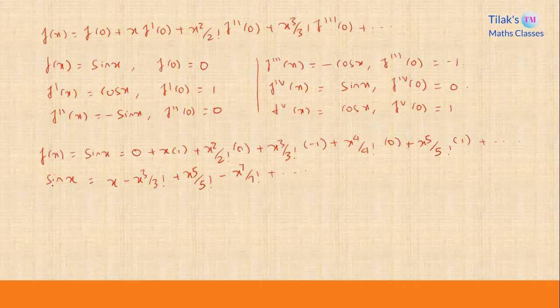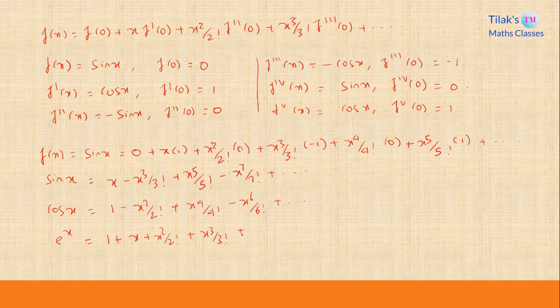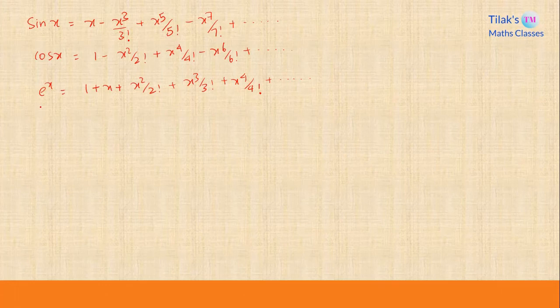The same way we can determine the power series of cos x. That would be cos x is equal to 1 minus x squared by 2 factorial plus x power 4 by 4 factorial minus x power 6 by 6 factorial and so on. And if you determine the power series of e power x, you would see that that is equal to 1 plus x plus x squared by 2 factorial plus x cubed by 3 factorial plus x power 4 by 4 factorial and so on. So far we have determined the power series of sin x, cos x and e power x.